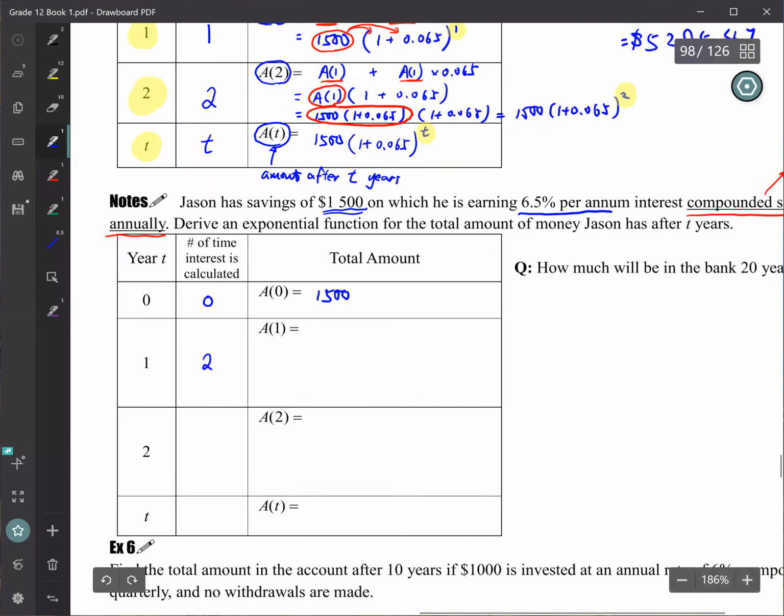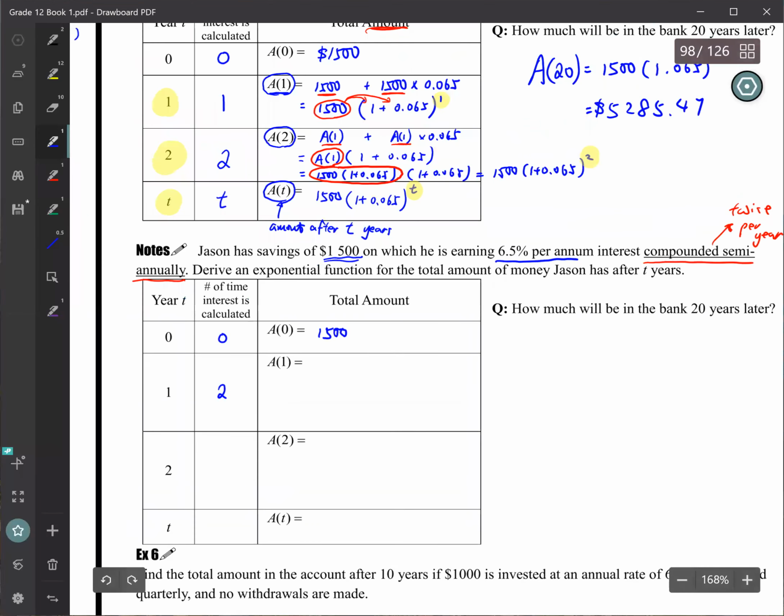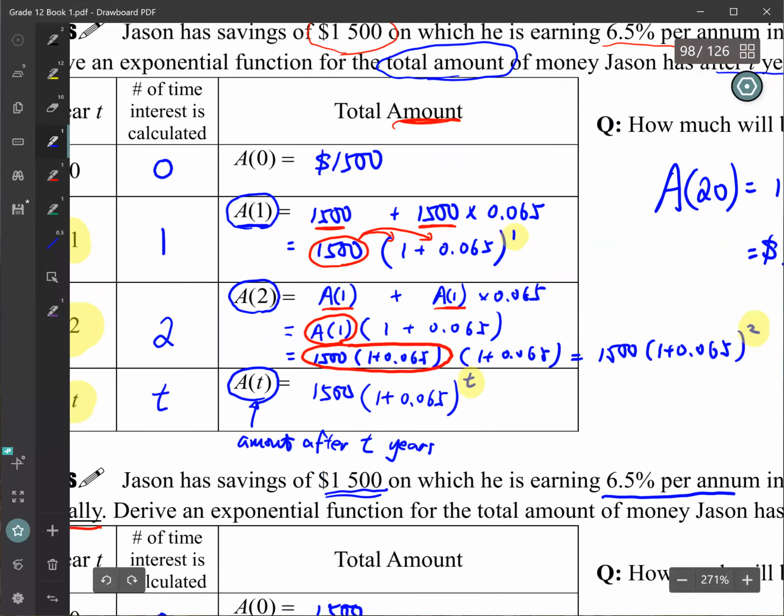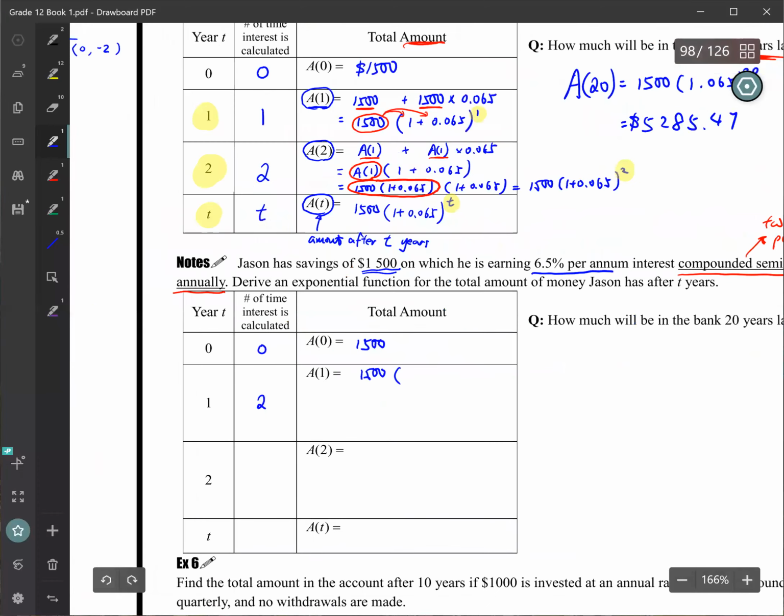So the amount, right, if you look at the table above, it's going to do the same thing, right? 1,500, right? And then let's skip to the final look, because we know it's going to be factored out. So it'll be 1,500, 1 plus 0.065. And because it's 2 times, it will be squared instead of 1.